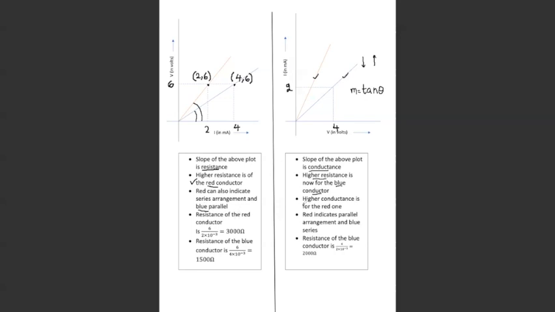And if I go to the second graph, there the statement will become the exact reverse. The higher conductance is for the red one, and therefore the red indicates parallel arrangement because it has low resistance, and blue will indicate series arrangement. One more thing that you will have to be careful with is there can be a question where you've got to take values from these graphs and determine either the resistance or the voltage or the current.